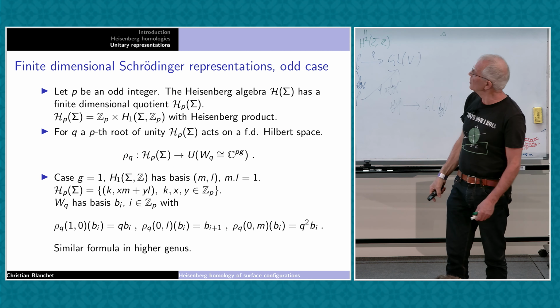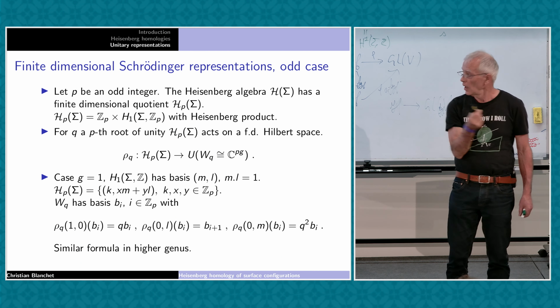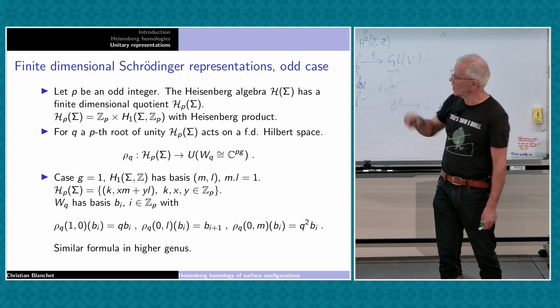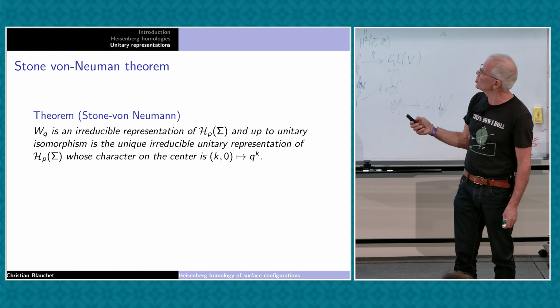The longitude will act by translation of the index in the basis. And the meridian will act by, we say, modulation. And this is a standard scheme for the Schrödinger representation. And we have a similar formula in higher genus.